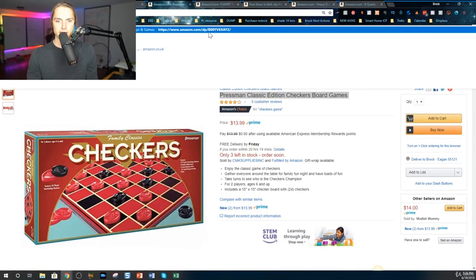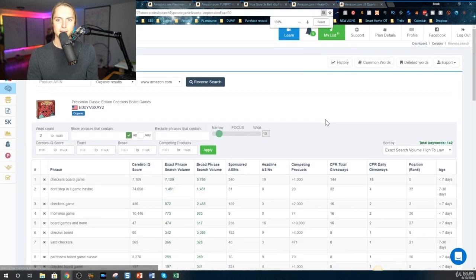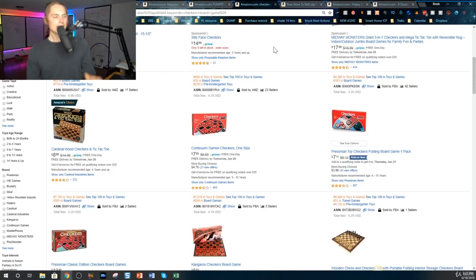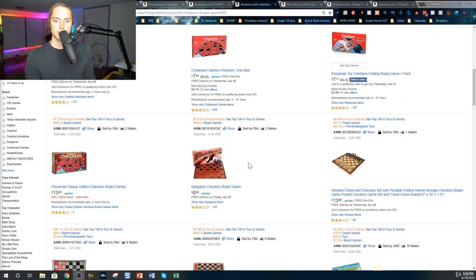Is this a brand play? I mean, it's Pressman Classic Edition checkers board game, but are people really that loyal to it? Maybe it just looks like a checkers board game is a good opportunity? Yeah, checkers don't really look like the best product opportunity here. The price is just too low. I mean, maybe you could make a premium checker set.